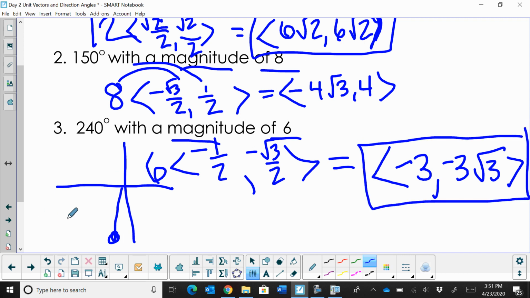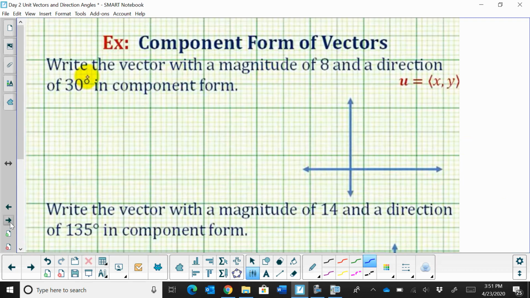So you can use your unit circle to find larger vectors. So write the vector with a magnitude of 8 in the direction of 30 degrees. Let's try one more of these. Magnitude times 30 degrees, which is root 3 over 2 and 1/2. And that one's just going to give us 4 root 3 and 4.